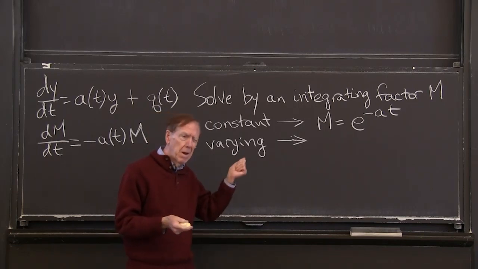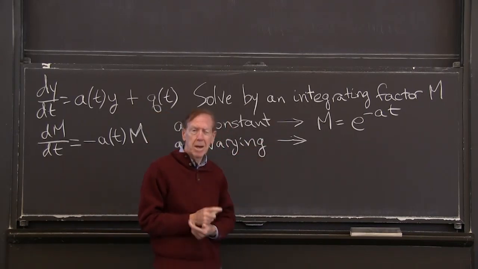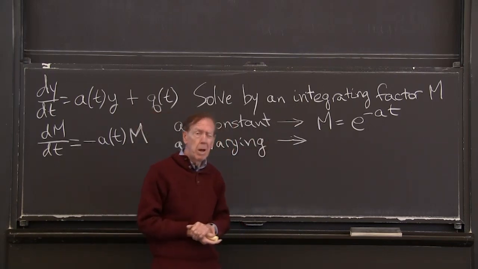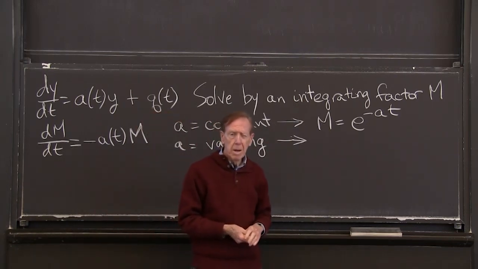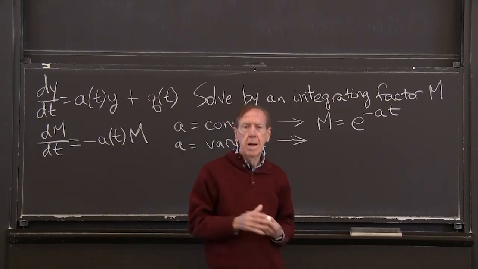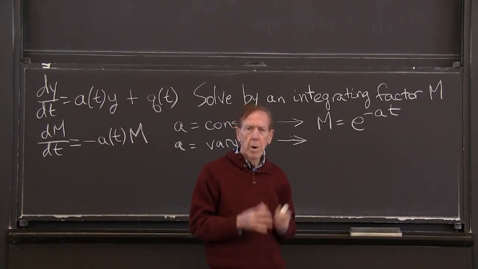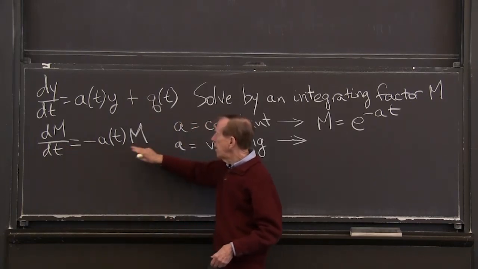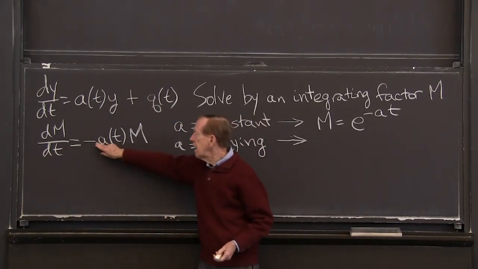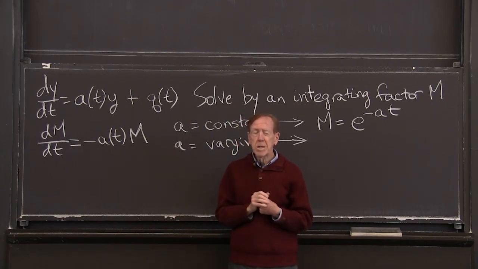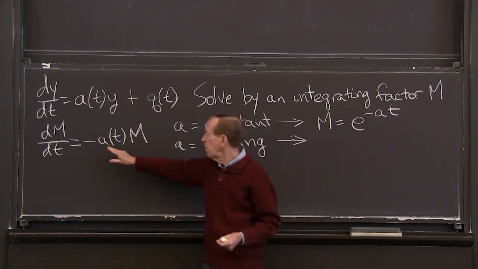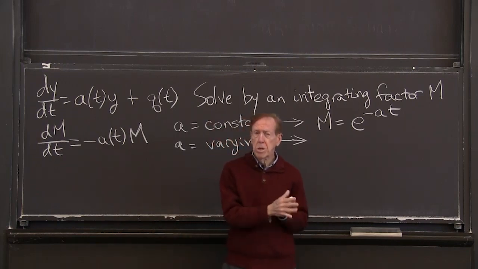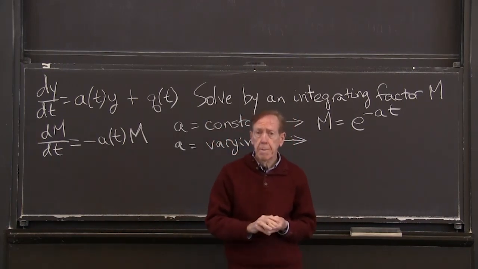Everybody, in the end, likes these integrating factors, and I'll call it M. And let me show you what it is and how it works. What it is, is the solution to the null equation with a minus sign. With a minus sign: dm dt equals minus a of t m. No source term, we can solve that equation.